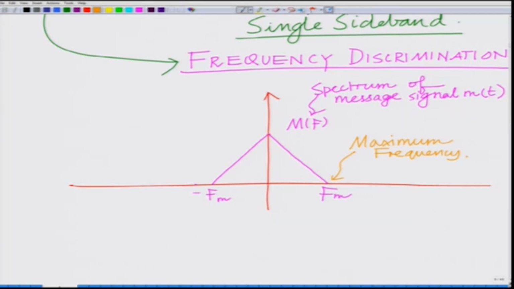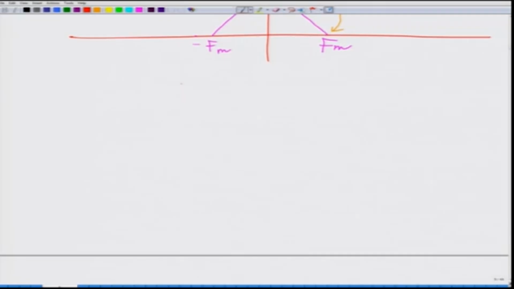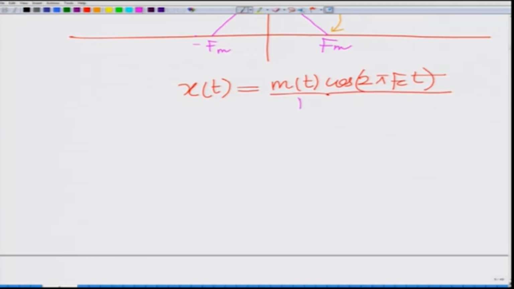Now, in frequency discrimination, first we generate the DSB-SC, that is the double sideband suppressed carrier signal, by modulating with the cosine carrier. So, the DSB-SC signal, which again we have seen is x(t) equals m(t) cosine 2 pi fc t. This is your DSB-SC signal.